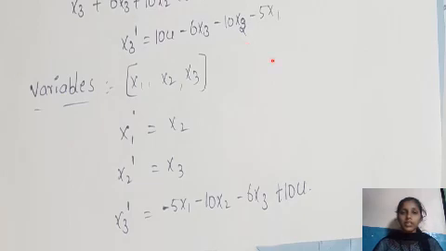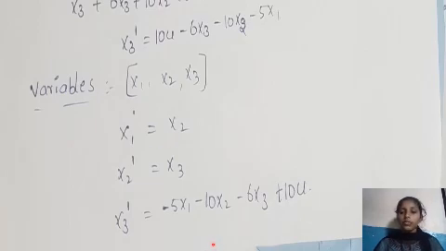And this is the equation. Again we write x3 dash as a separate term, and the other terms go to the other side: x3 dash is equal to 10u minus 6x3 minus 10x2 minus 5x1. The variables are x1, x2, x3. So x1 dash is equal to x2, this is equation 1. x2 dash is equal to x3, this is equation 2. x3 dash is equal to minus 5x1 minus 10x2 minus 6x3 plus 10u, this is equation 3.